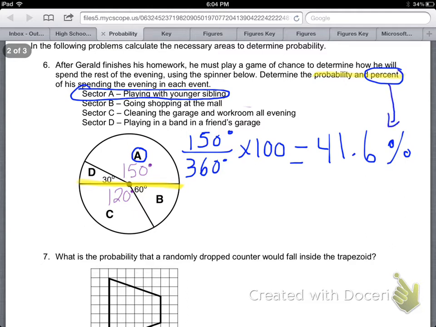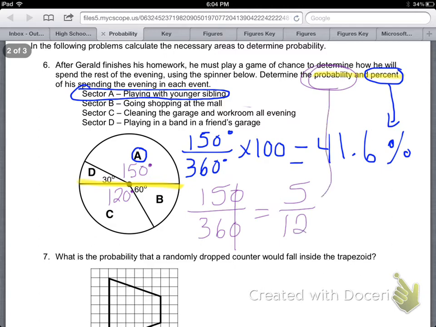Now the probability would be just the numbers, 150 over 360, and reduce this. We can reduce it by dividing by 3, and it gives you 5 over 12. So this is the probability. So 41.6% is the percent, and 5 over 12 is the probability. And you would do the exact same thing for B, C, and D.